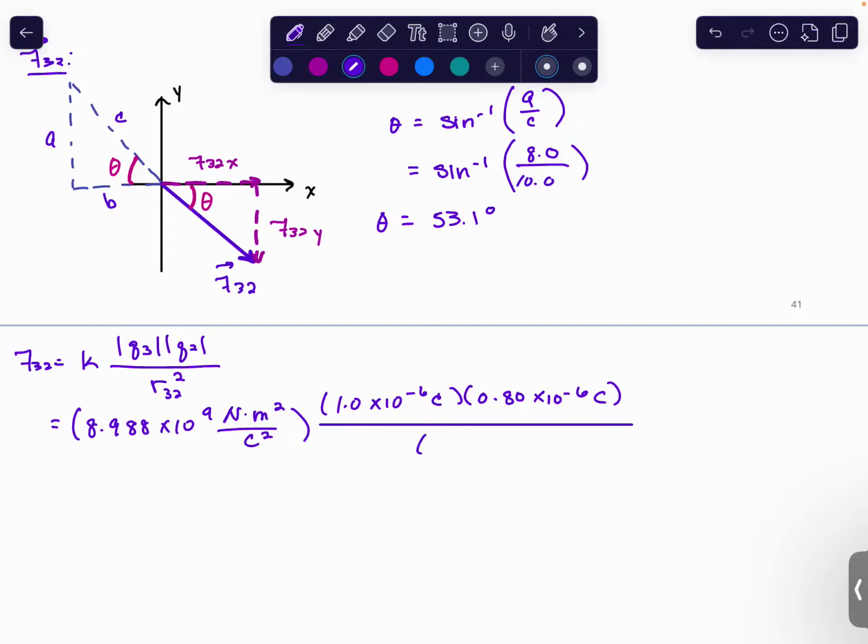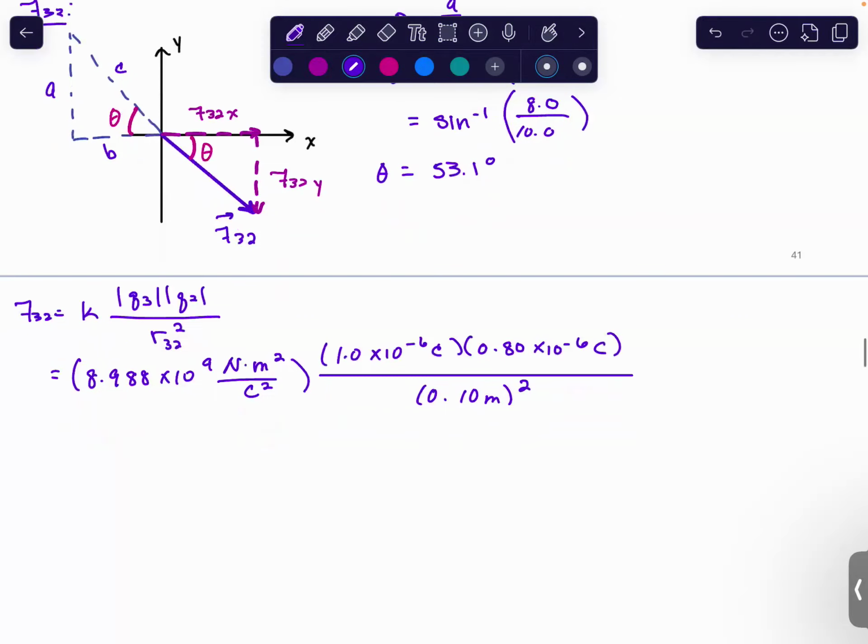Oh, let's see. There we go. So the magnitude of this force, 0.719 newtons. Now, if we look at those components, which trig function am I going to use on X? Cosine. So Y has to be sine. Which one is going to be negative? Y. So we're in the fourth quadrant there. So X has to be positive. Y has to be negative.